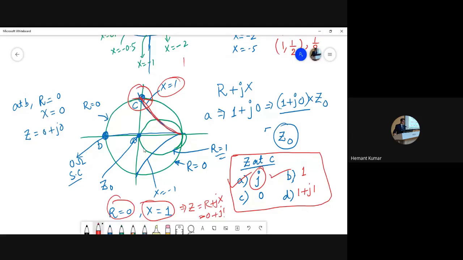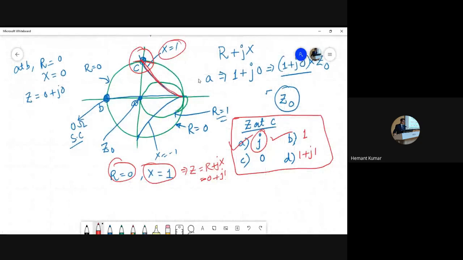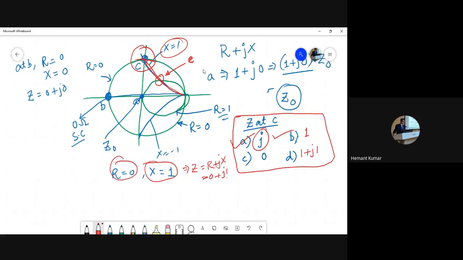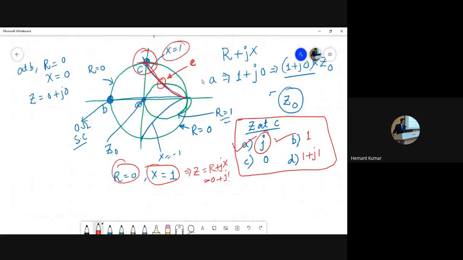Let me ask you another question. Calculate the impedance at this point, point E. The options are A, J; B, 0; C, 1 plus J; D, 1 minus J. What is the correct answer? Type in the chat box.